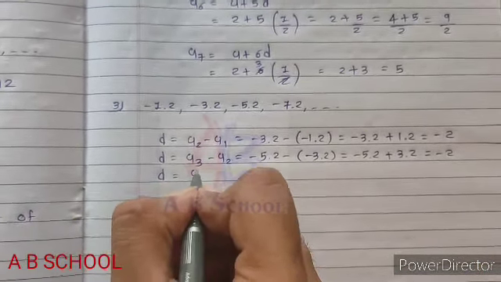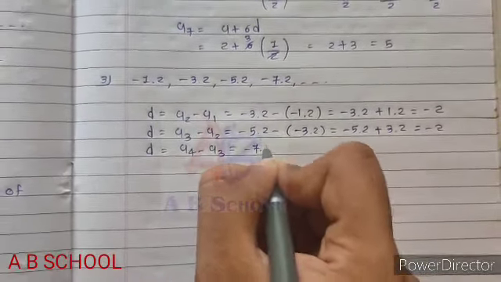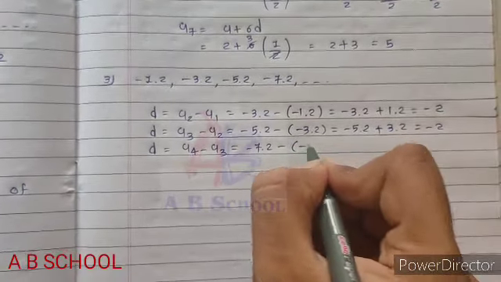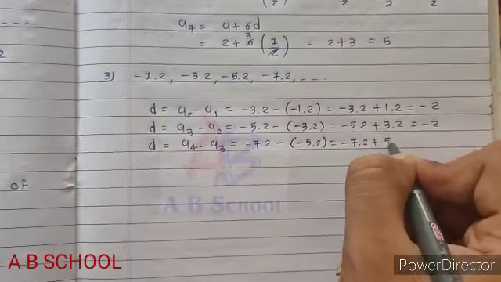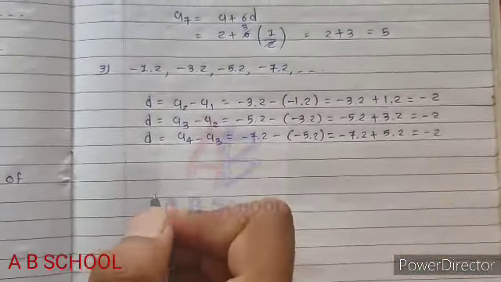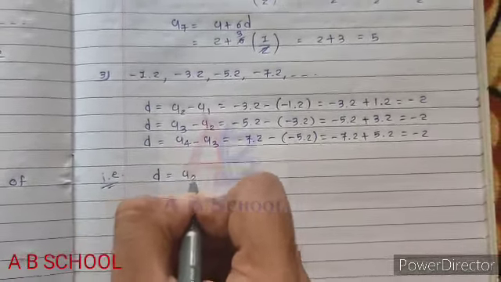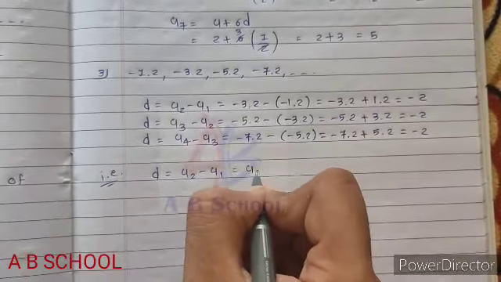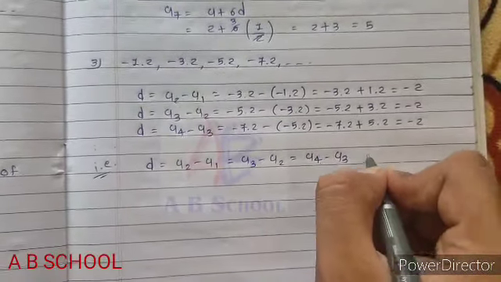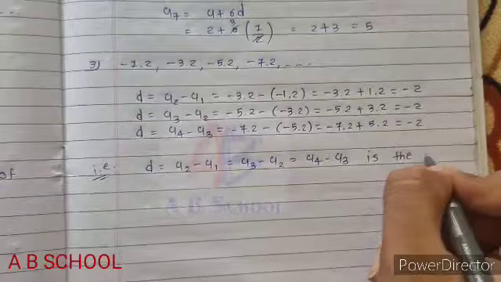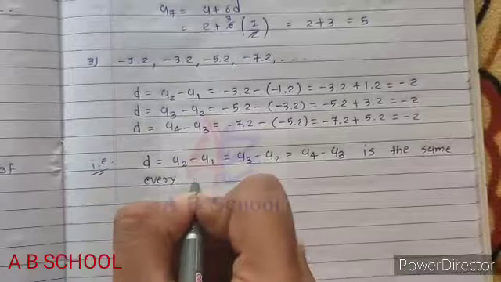D is equal to A4 minus A3. Value of A4 is minus 7.2, minus value of A3 which is minus 5.2. Minus 7.2 plus 5.2 is equal to minus 2. That is, D is equal to A2 minus A1, is equal to A3 minus A2, is equal to A4 minus A3, the same every time.